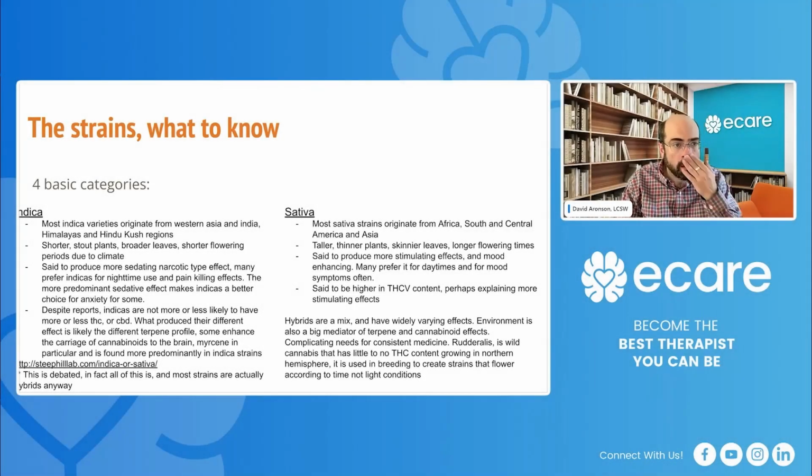We are looking at the four basic strain types of cannabis: indica, sativa, hybrids, and then there's this thing called ruderalis. I'm going to quickly tell you what they mean and then tell you that it's also meaningless.